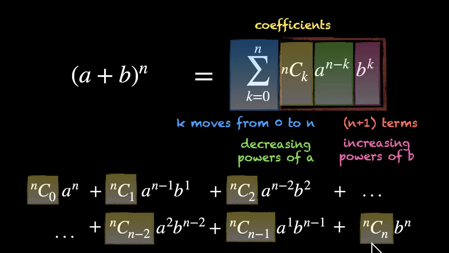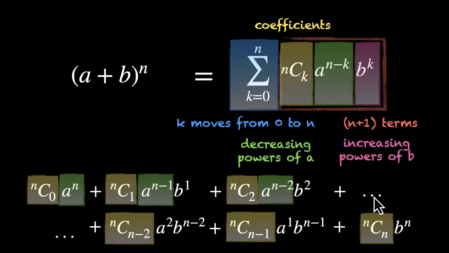Now let's look at the powers. The first power of a is n, because for k equals 0, we have n minus 0, that's actually n. So we start with a^n, then we have a^(n-1), a^(n-2), and so on. The powers keep on decreasing, down to a^2, a^1, and finally a^0, that's actually equal to 1.